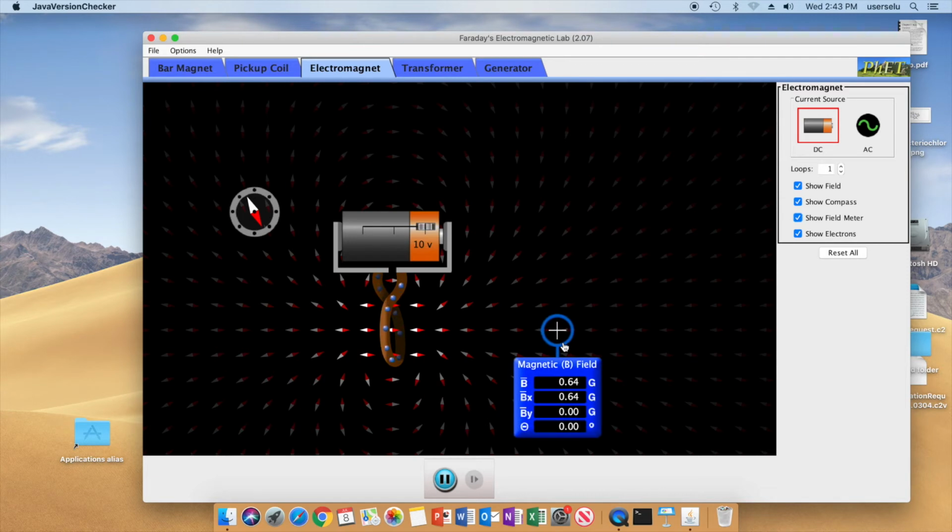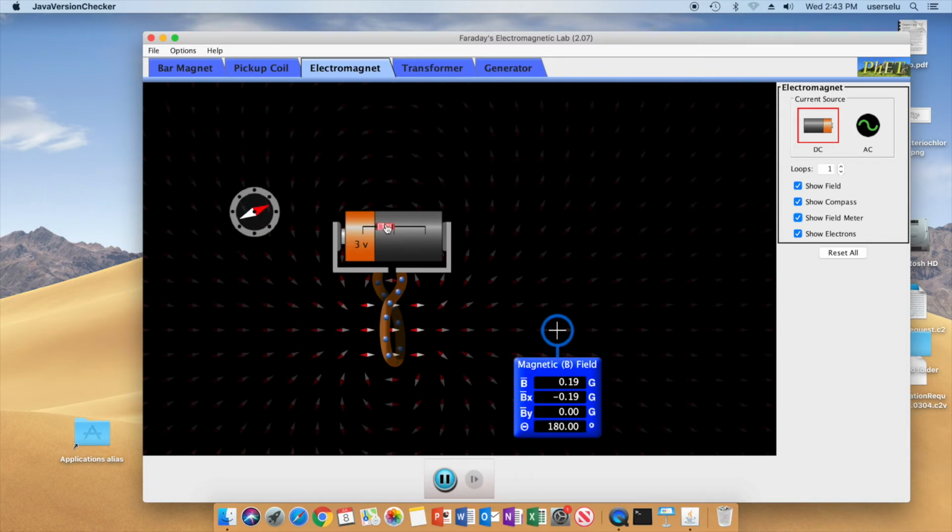Now, what I can do next is change the parameters of this loop in several ways. Notice if I switch the polarity of the battery, meaning I flip it over so it's now 10 volts in the opposite direction.